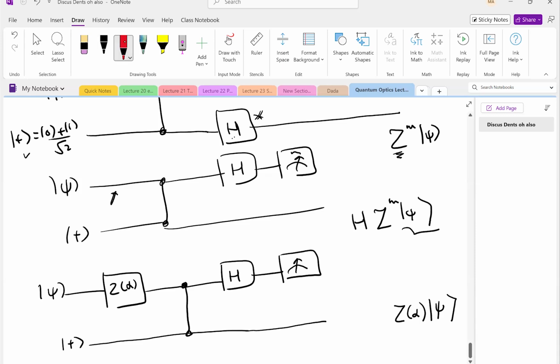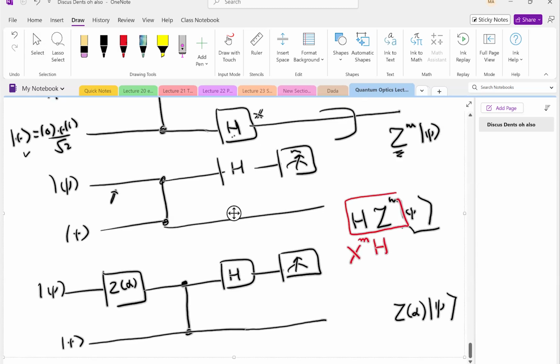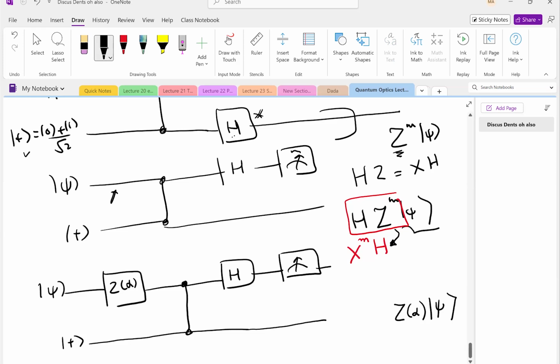And by the way, HZ here can be replaced by XH, where X is the Pauli operator. And this comes from the identity that we have written at the top, which is HZ equals XH. So I can replace this HZ with XH. In the next step, I've introduced this Z operator. So instead of psi, I have psi Z, and I just write down this here, H X^M.